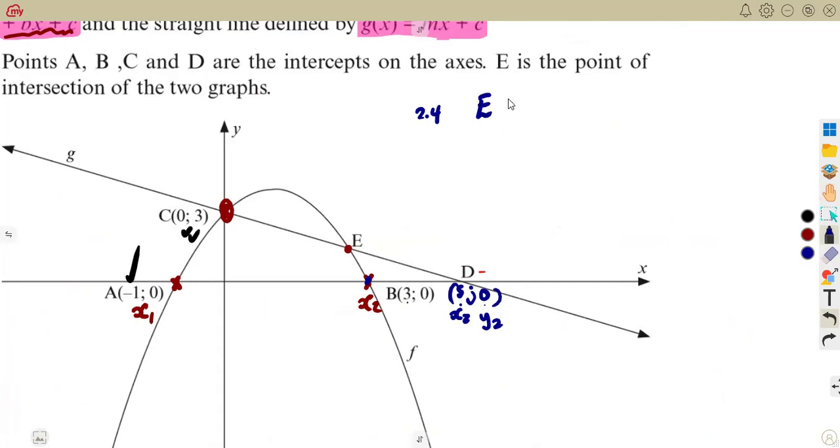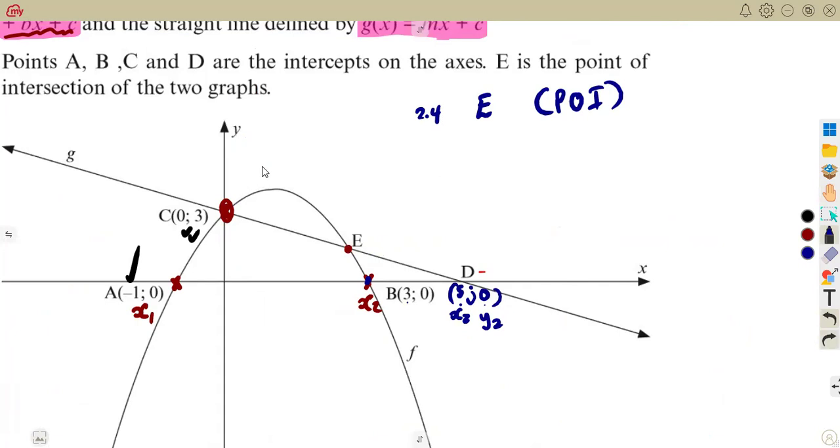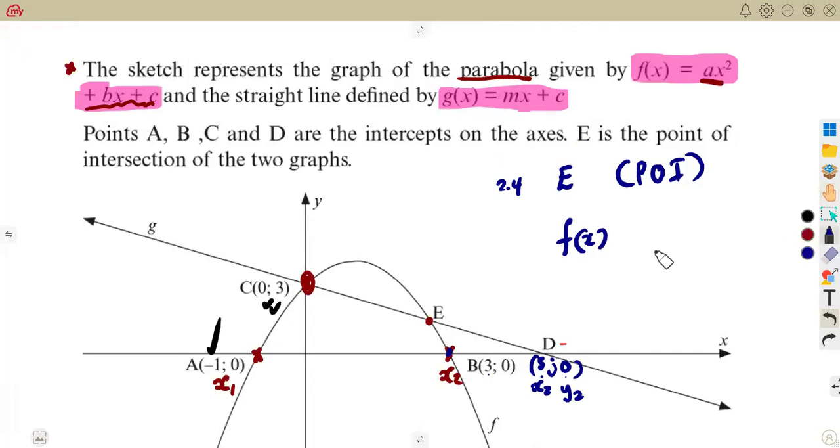Okay, so let's see. So like I said here, E represents the point of intersection. So if it is the point of intersection, we do understand that at the point of intersection, the two functions are equal. The two functions will be equal, meaning to say at the point of intersection f of x, which is the quadratic, this one, and g of x must be equal. That is the condition of the point of intersection. The two will be the same.